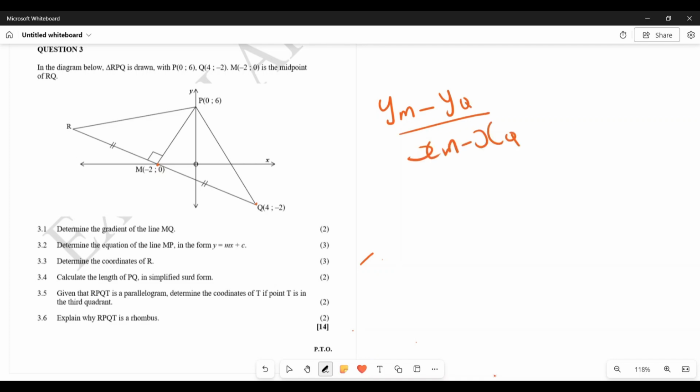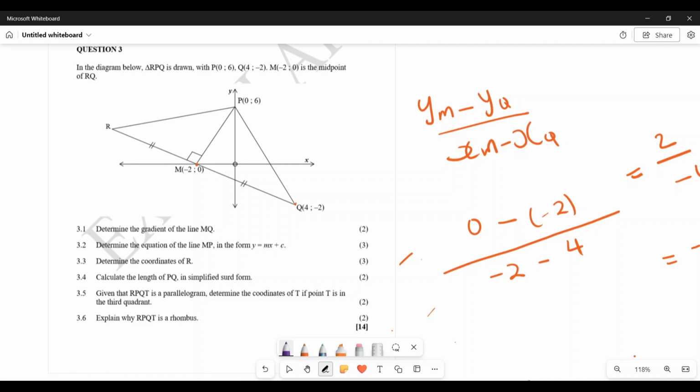Now, what is my y at M? My y at M is 0 minus my y at Q, which is -2, all divided by my x at M, which is -2, minus my x at Q, which is 4. So as a result, this is the same as 2 divided by -6. And the gradient of MQ in this instance is going to be equal to -1/3.